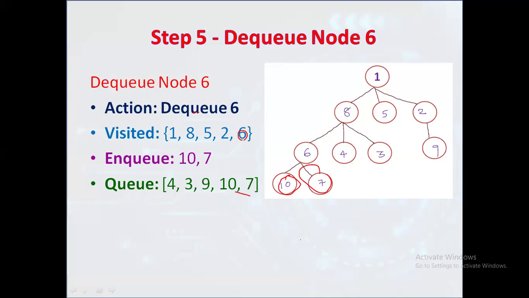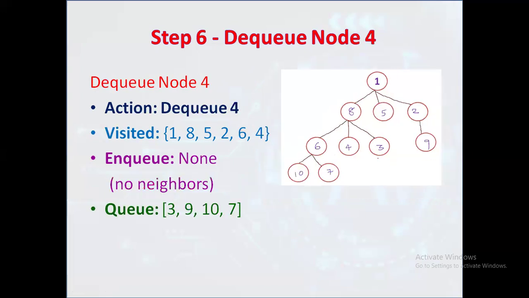Then we have to move on to the 4. What is the value for neighbor for 4? There's no neighbor, and for 3 also there's no neighbor. What do we have to do? We have to DQ the first 4. We have to put this 4 into the visited node, that is the output sequence. And we have to write NQ is none, there's no neighbor at all.